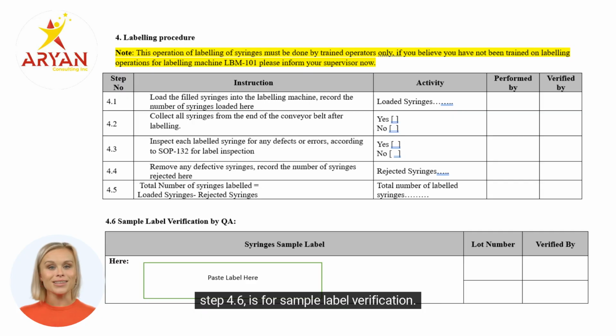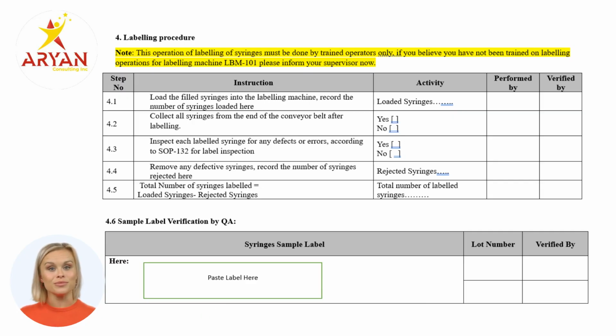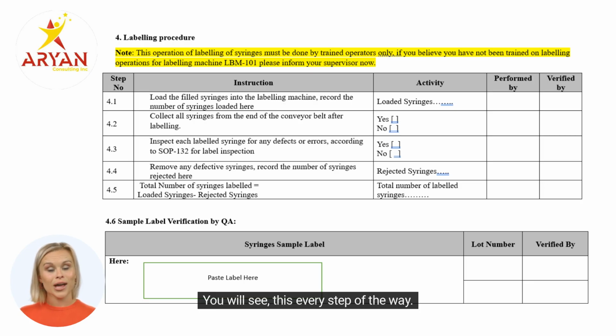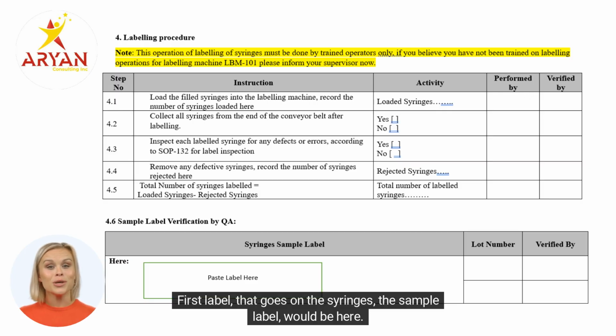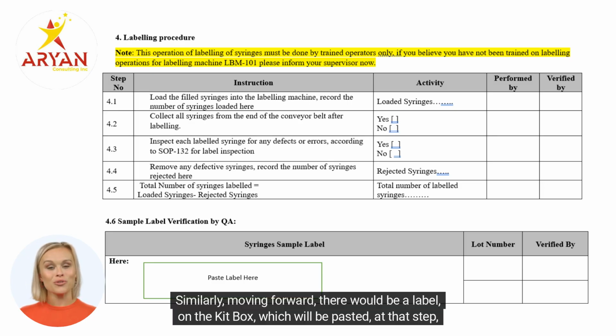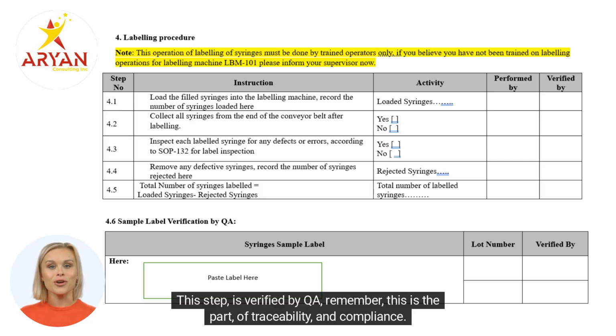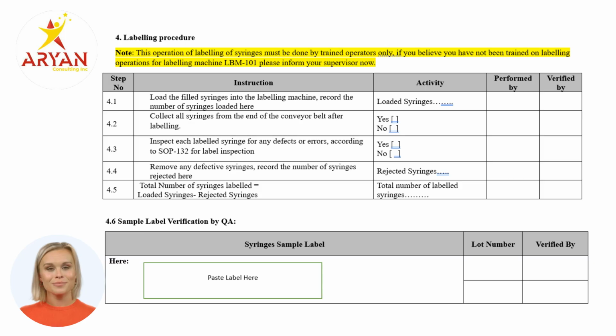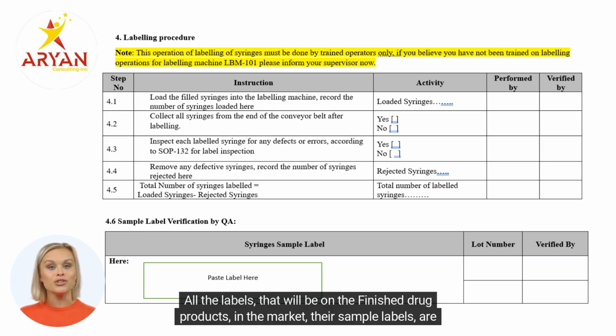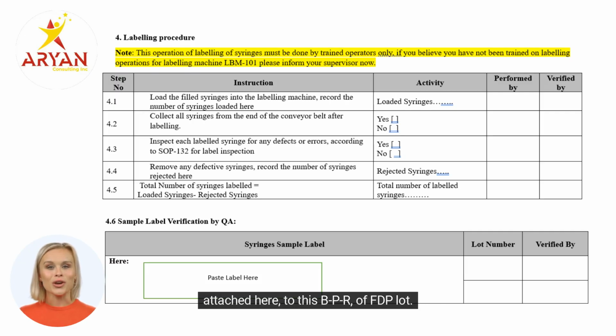Step 4.6 is for sample label verification. You will see this every step of the way. There would be one sample of the label of the FDP, the first label that goes on the syringes; the sample label would be here. Similarly, moving forward, there would be a label on the kit box, which will be pasted at that step of the BPR. This step is verified by QA. Remember, this is part of traceability and compliance. All the labels that will be on the finished drug products in the market, their sample labels are attached here to this BPR of the FDP lot.